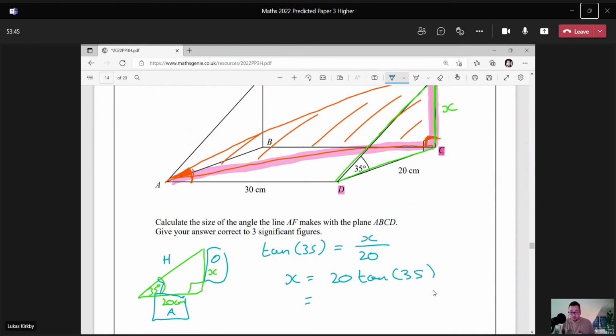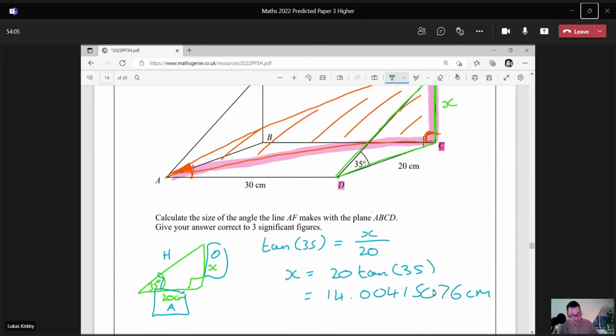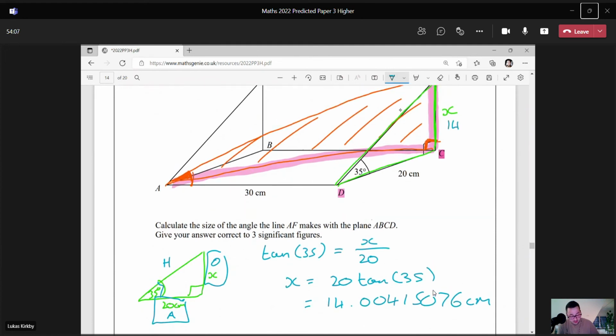And let's see what we end up with. So 20 times tan of 35. And we end up with 14.00415076, which we'll leave like that for now. Okay, great. So that is our x. So they want it to 3 significant figures in the end. So let's just write it out in a bit more detail. 14.00415, let's say, centimeters. Okay, great.